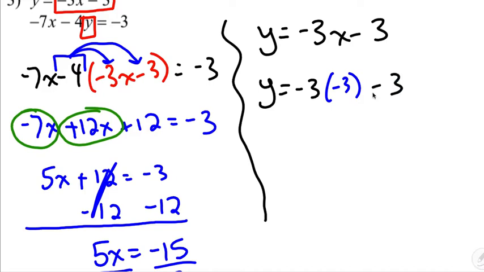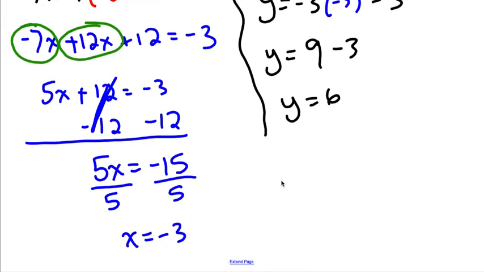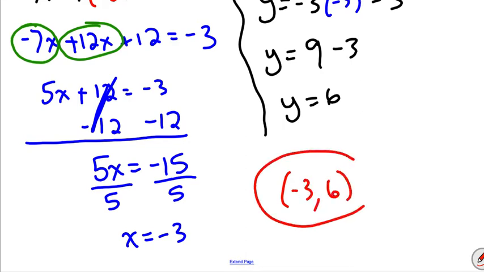Minus 3. So what do we get here? y equals negative 3 times negative 3 is 9 minus 3. y equals 6. Final answer written as a point: x is negative 3, y is 6. Final answer.